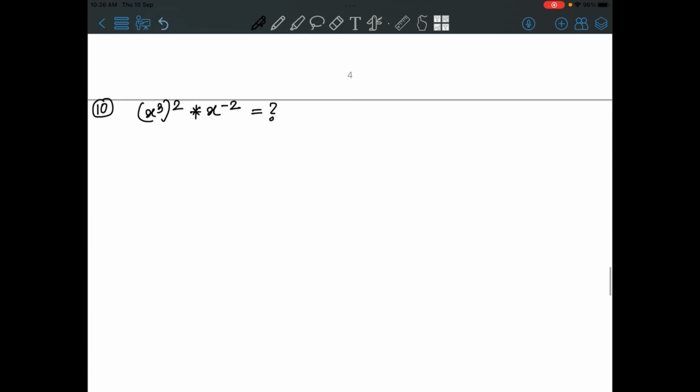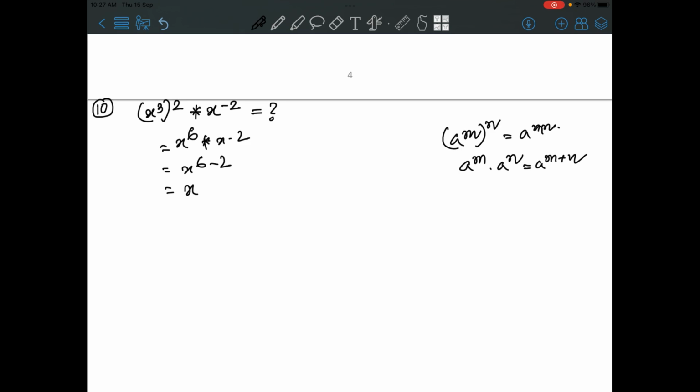Now the last problem. The last problem is x cube whole square into x to the power minus 2. By applying the formula of a to the power m whole to the power n is equal to a to the power mn, x cube whole square is equal to x to the power 6, into x to the power minus 2. That means x to the power 6 minus 2, because we apply a to the power m into a to the power n is equal to a to the power m plus n. Now 6 minus 2 is 4. So the final answer is x to the power 4. So this is the end of this topic.